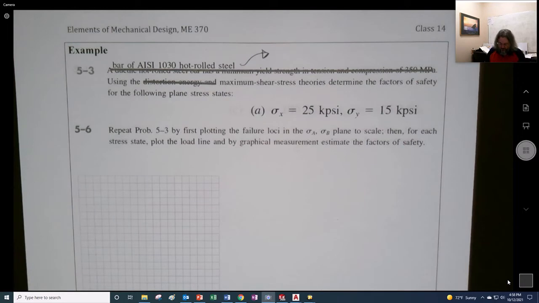Might as well do it. We got the book right here sitting on my lap. It's a good thing to take a look at. And so here we go.